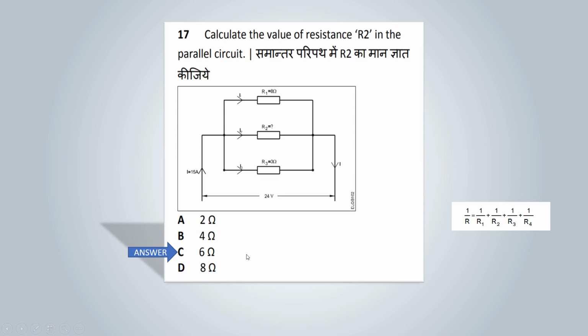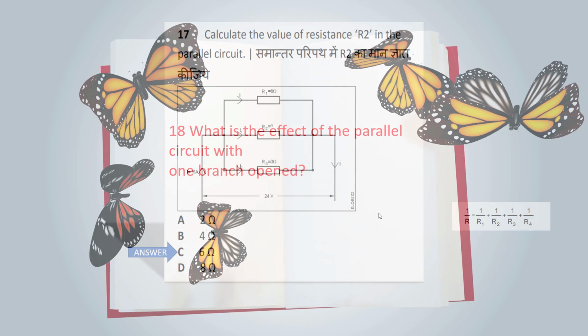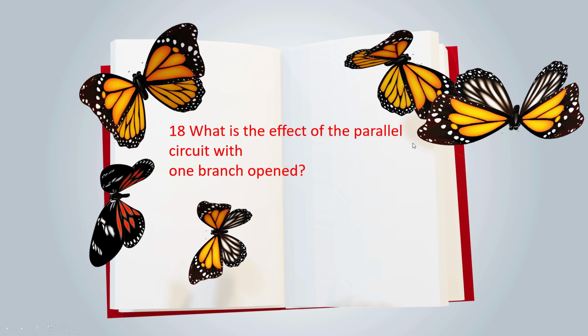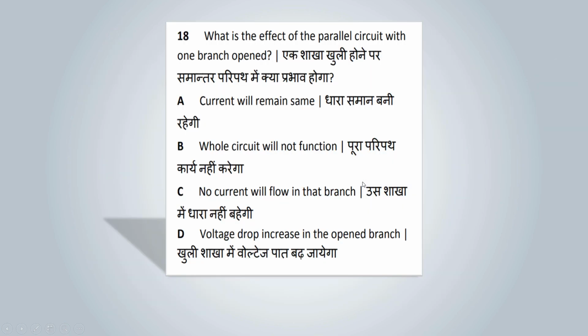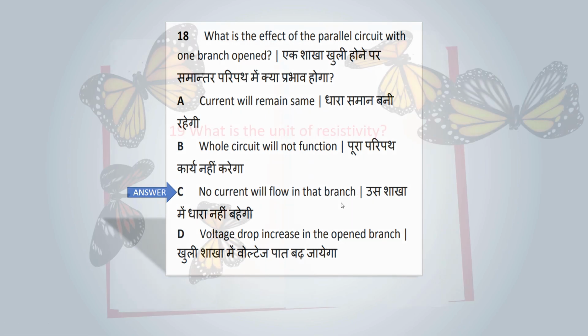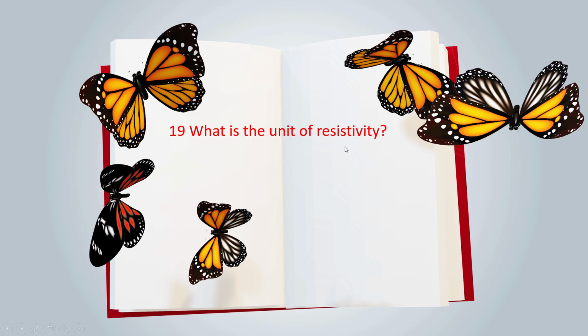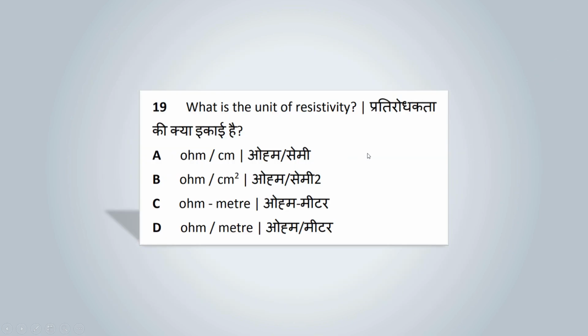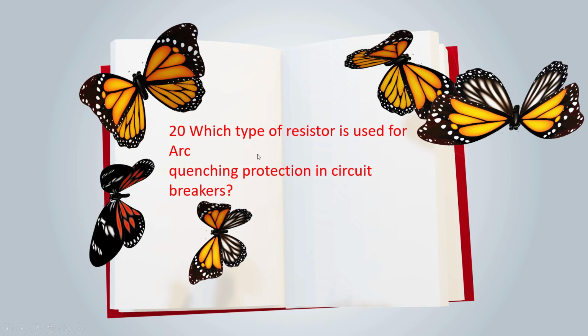What is the effect on a parallel circuit when one branch is opened? No current will flow in that branch. What is the unit of resistivity? Ohm meter. Which type of resistors is used for arc quenching protection in circuit breakers? The answer is varistors.